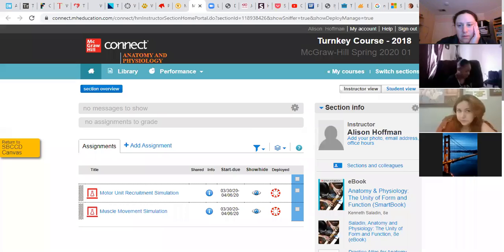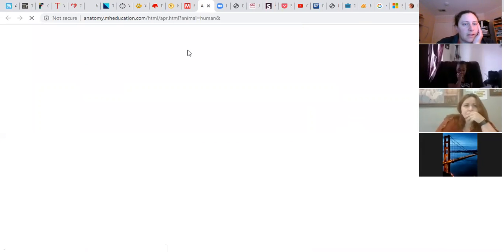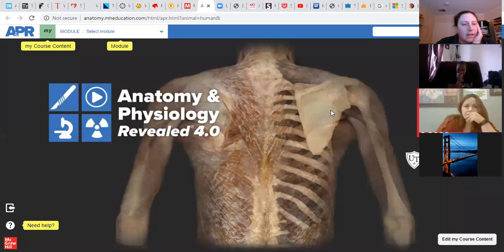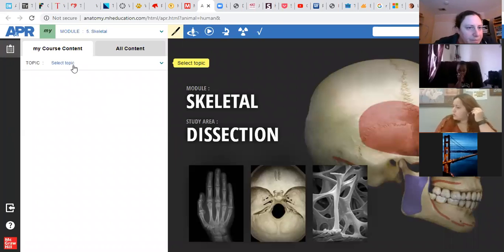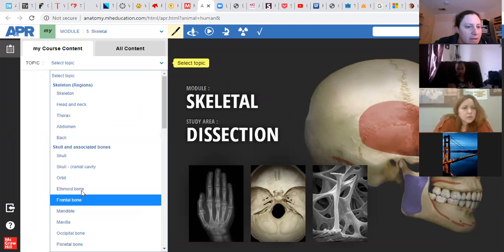All right, so let's look at McGraw-Hill again just to be clear about the anatomy resources. So we go down here to our cadaver thing, and it's way more than just a cadaver, the virtual dissection. So, for example, if we go back into skeletal, and obviously you can look at individual bones.